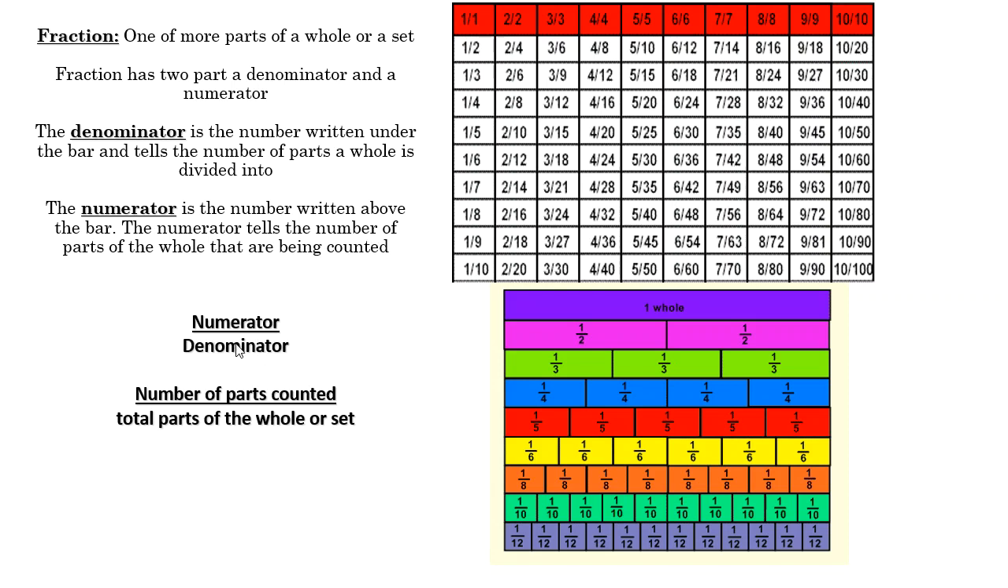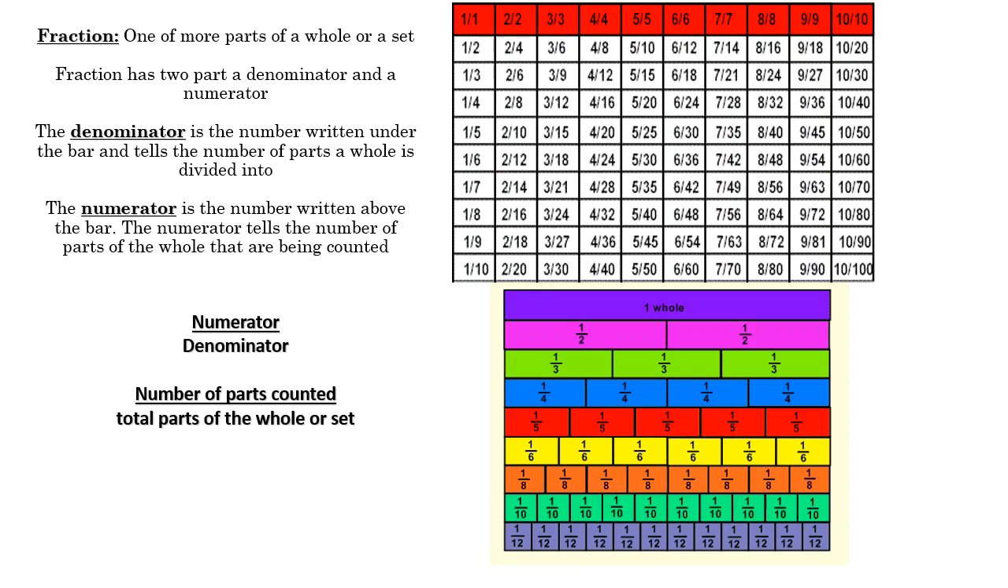All right, so the denominator, this bottom number, is the number of parts a whole is divided into. So again, we have to think about what the whole is, and we're going to divide that whole into a certain number of parts, and the denominator tells us how many parts. The numerator, which is the top number, tells us how many of those parts that we are counting. So we're going to look at some specific examples, and that should help clear things up.